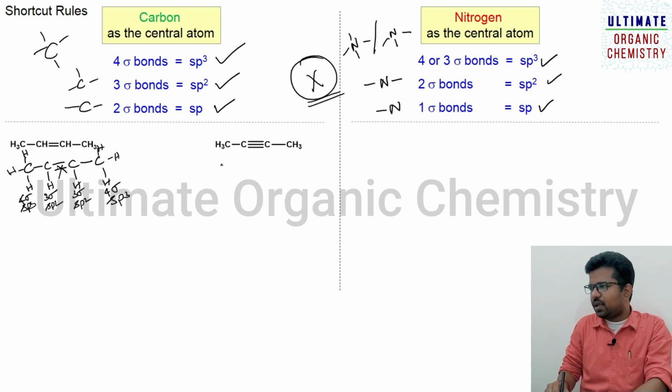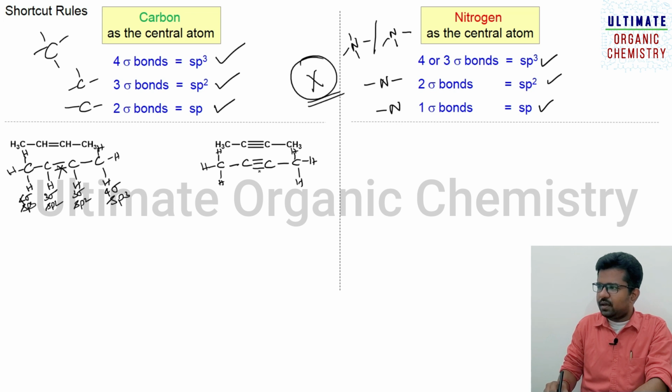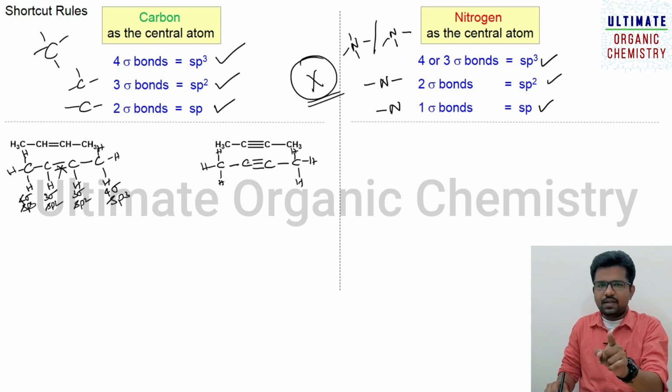Just expand the molecule. Carbon is connected to 3 hydrogen atoms by single bonds. Carbon, triple bond, carbon, 3 single bonds. So you have a triple bond. Triple bond means, as I said already, there will be 2 pi bonds and 1 sigma bond. Just omit the 2 pi bonds. So now you can find out the hybridization.